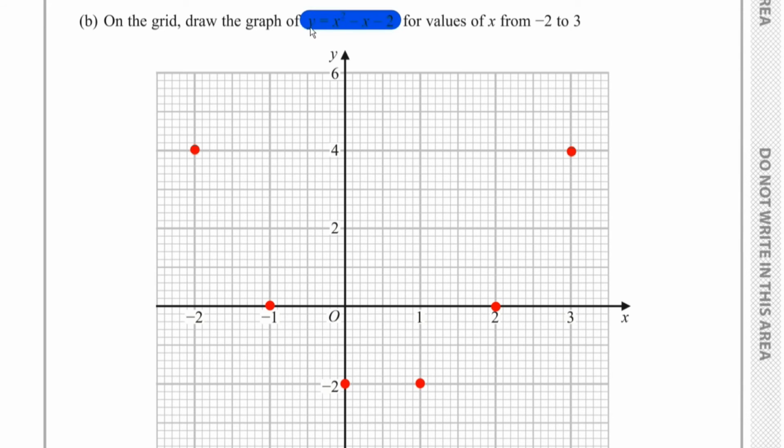So to draw this graph of y equals x squared subtract x subtract 2, we need to join these up with a smooth curve, as we see here.